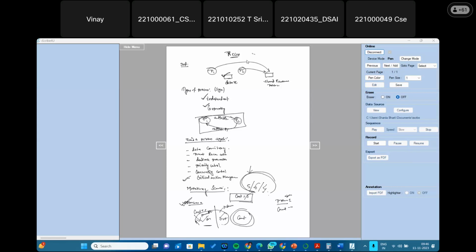I think I have already taught this one. Let me check. प्रिंटर स्पूलर हो गया था क्या तुम लोगों का?